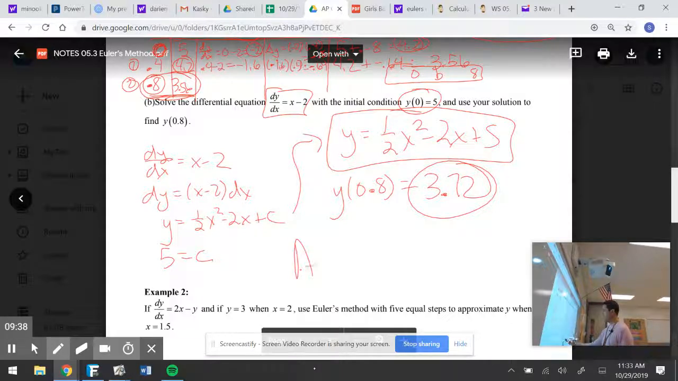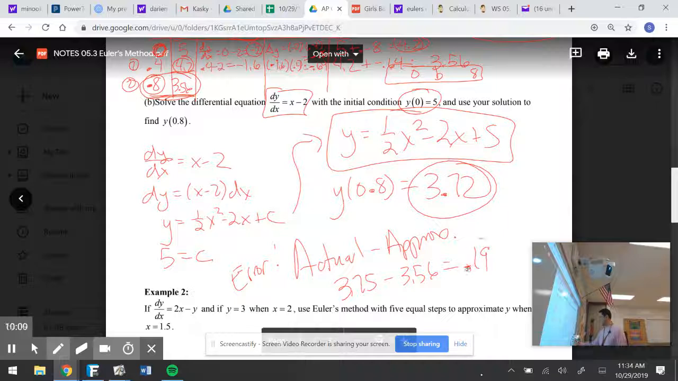And hopefully you remember your error. Your error for this particular problem, they didn't ask for it, but they usually do on the AP, is your actual minus the approximated, right? So that'd be 3.75 minus, what did we get up there? 3.56. That's kind of a decent error, isn't it, class? 0.19, right? Once again, we're using lines. That means the curve must take off a little bit there, okay?